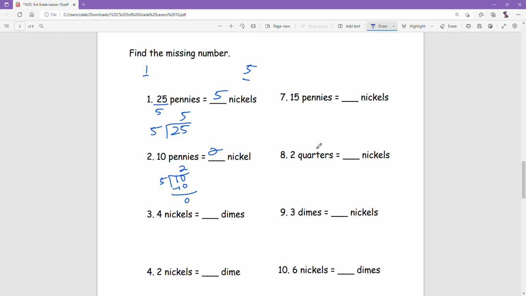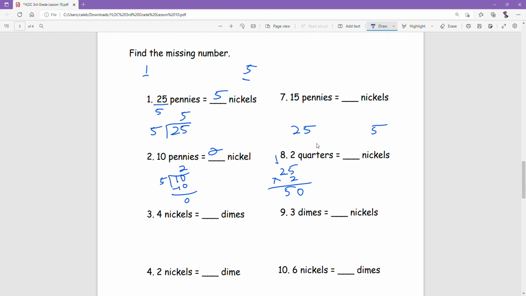Let's look at number 8 here. So we have 2 quarters equals blank nickels. 1 quarter is 25 cents, and we know that 1 nickel is 5 cents. So it says 2 quarters, so we're first going to find out how many cents 2 quarters are. So we have 25 times 2, because we have 2 quarters that are 25 cents each. 2 times 5 is 10, so we're going to put the 0 here and the 1 on top. 2 times 2 is 4, plus the 1 here, so we have 50.